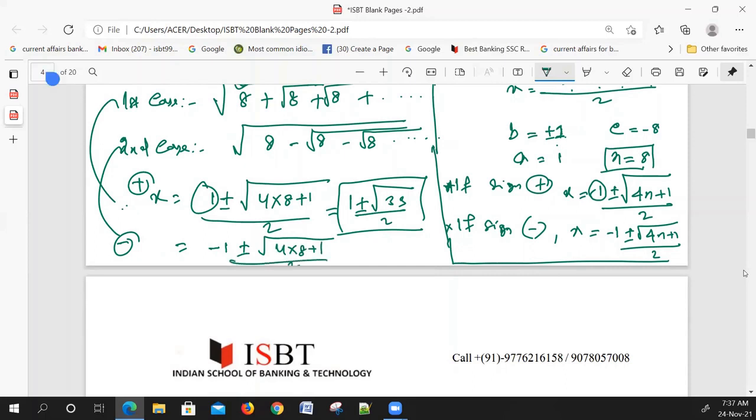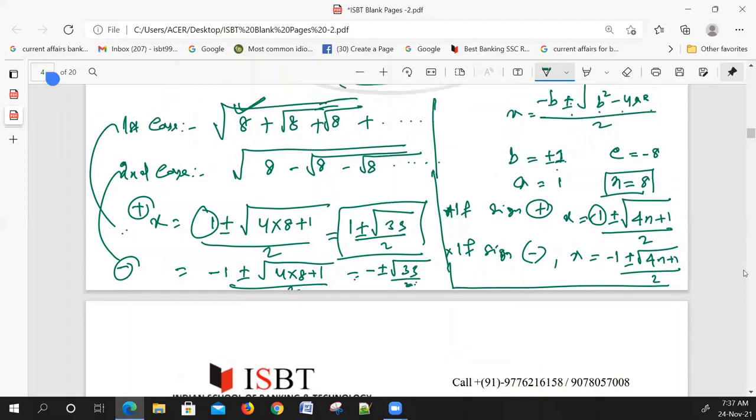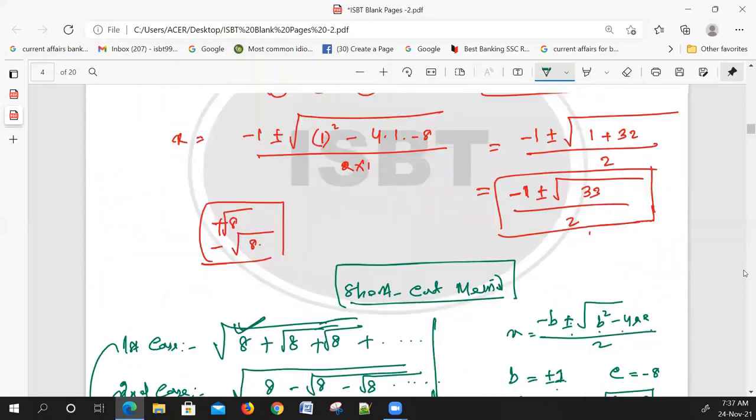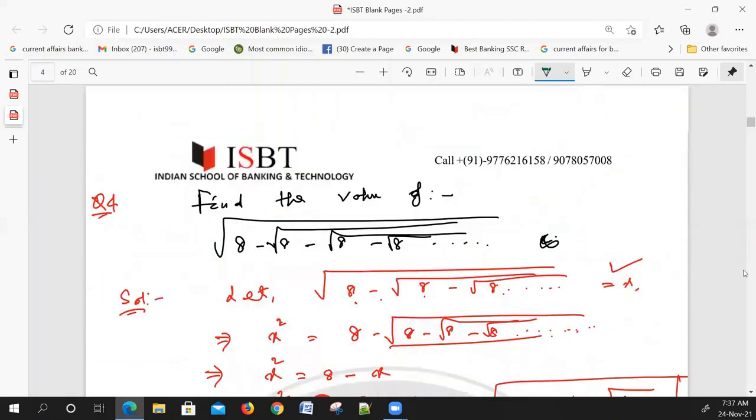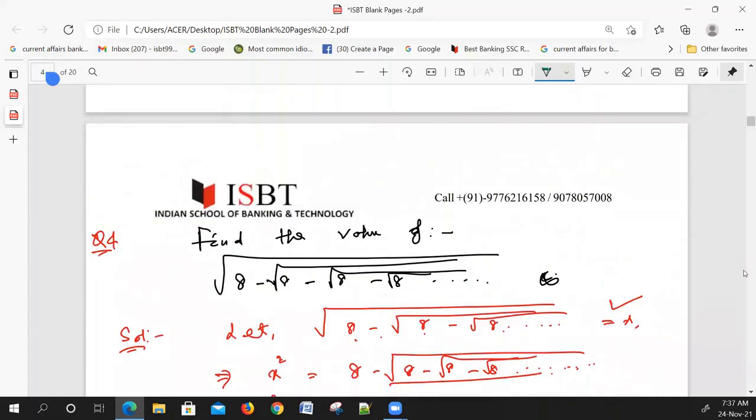Okay, that should be minus 1 plus or minus root 33 by 2. Okay, I hope you understand. Everybody understand? So come to the question. How can you solve easily in only 5 seconds?